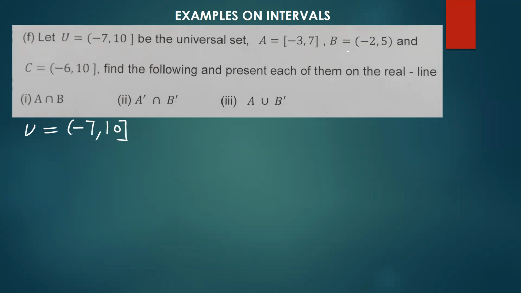The set A has been given, and set B has been given as well, from -2 to 5. When you look at set A, we know that 3 and 7 are part of the set. When you look at set B, -2 and 5 are not part of the set. When you look at C, -6 is not part of the set, 10 is part of the set. Then they're asking us to find the following and present each of them on the real line. So this is very simple.